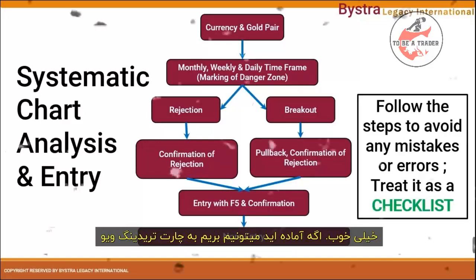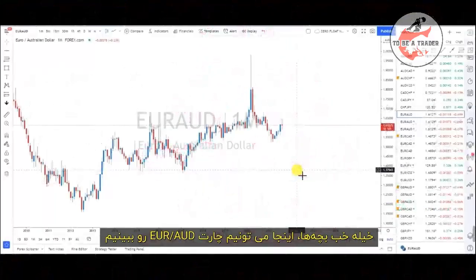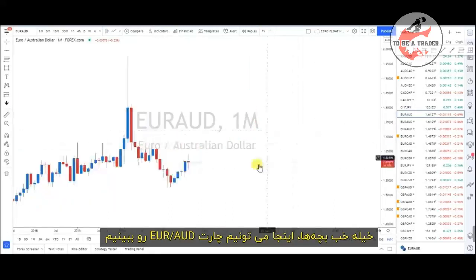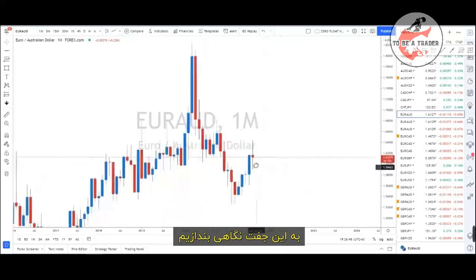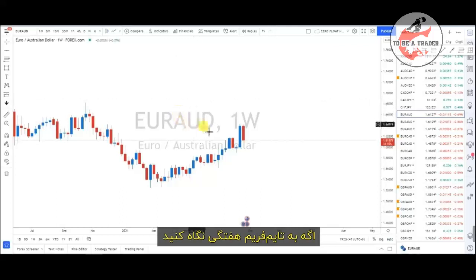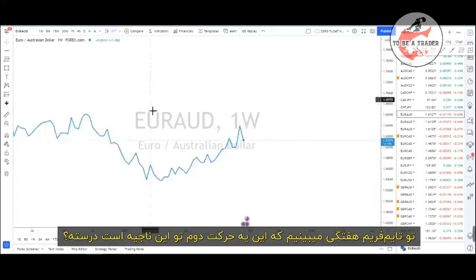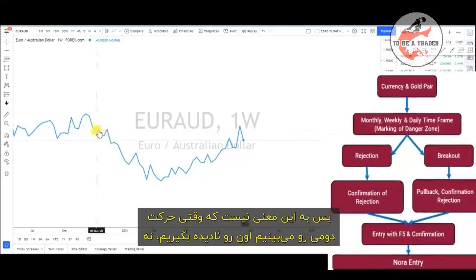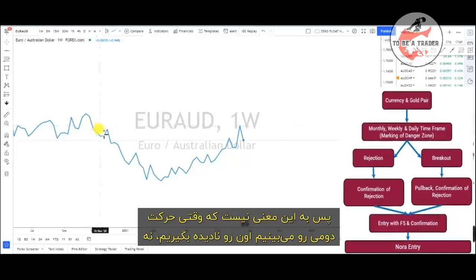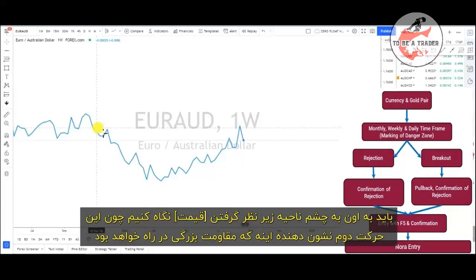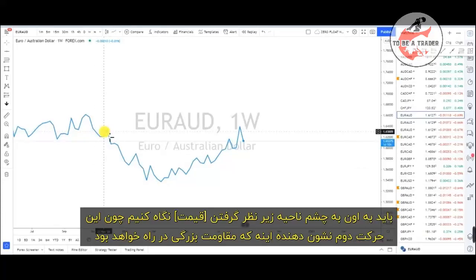Alright guys, here we can see this is a Euro AUD chart. Let's have a look at this pair. If we look at the weekly time frame, yes, this is the weekly time frame. In the weekly time frame, we can see that this is a second movement in this area, isn't it? It doesn't mean that when there is a second movement, we shall ignore. No, we shall treat it as a monitoring zone as well, because this second movement is just to validate that this will be a strong resistance.